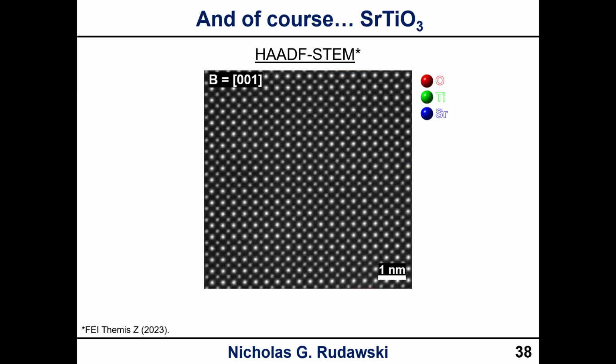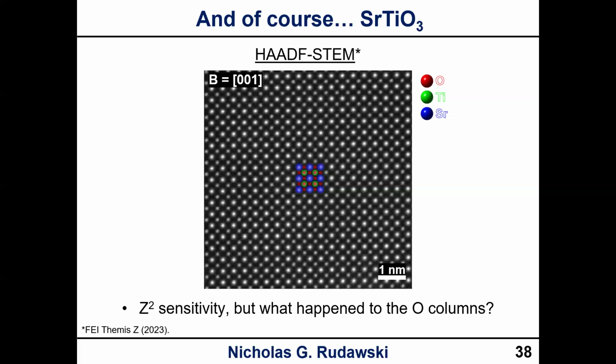And of course, we must talk about strontium titanate. Along 001, we see bright dots and less bright dots. We can infer from this that the bright dots are strontium and the less bright dots are titanium oxygen, and so we can directly image the structure of strontium titanate. But there's an important limitation here. We have the Z-squared sensitivity, of course, but what happened to the oxygen? We're not seeing any of the oxygen here. So this is a limitation with HAADF, and this is something we're going to come back to in a little while.